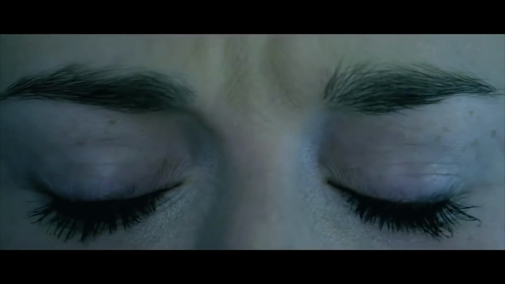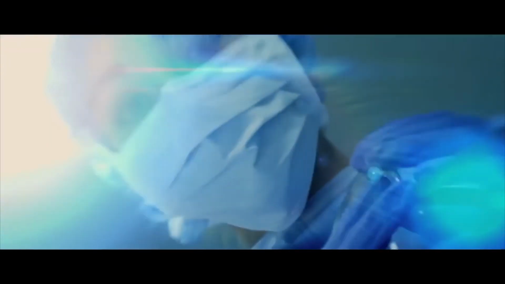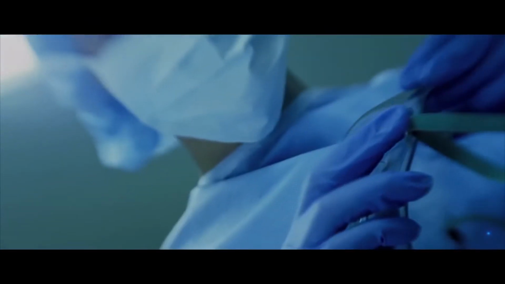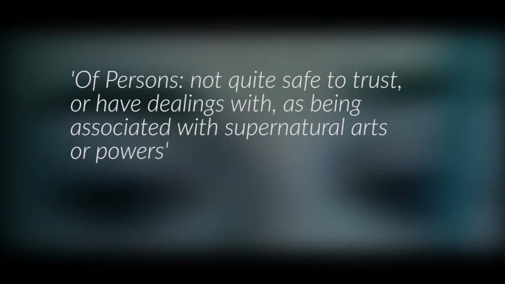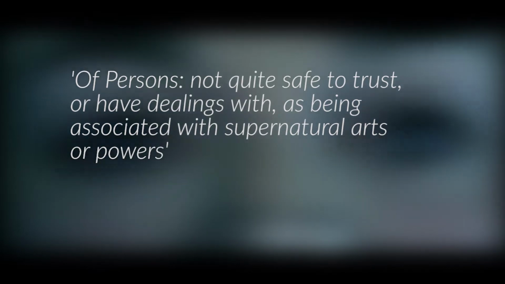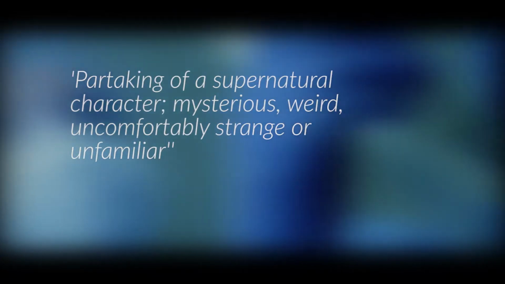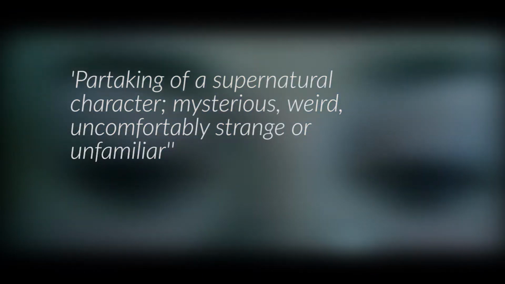The uncanny can at times be difficult to define, as the definition changes depending on which dictionary you use or which essayist you consult. With the Oxford English Dictionary, one of its definitions is of persons not quite safe to trust or have dealings with, as being associated with supernatural arts or powers, or partaking of a supernatural character, mysterious, weird, uncomfortably strange or unfamiliar. A better explanation can be found in Nicholas Royle's The Uncanny.